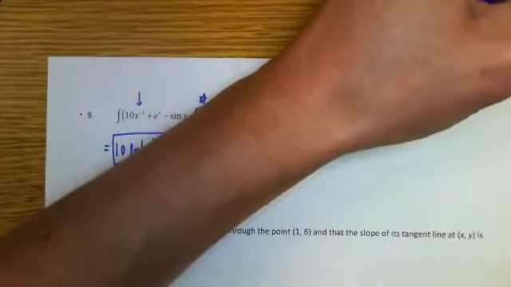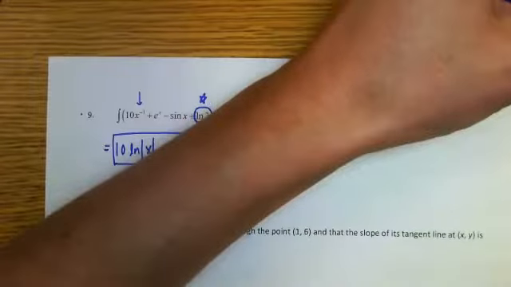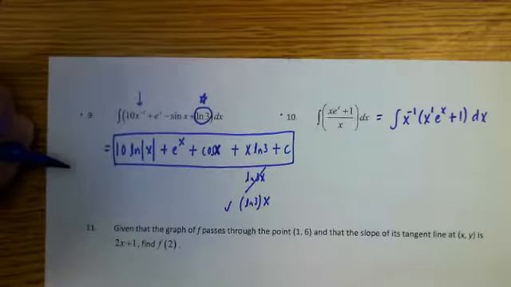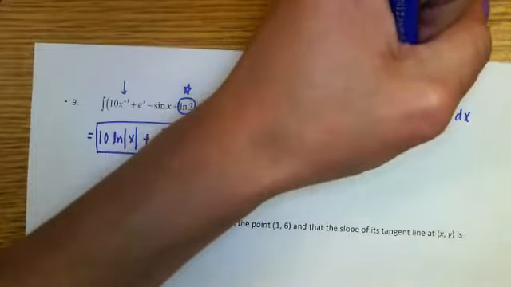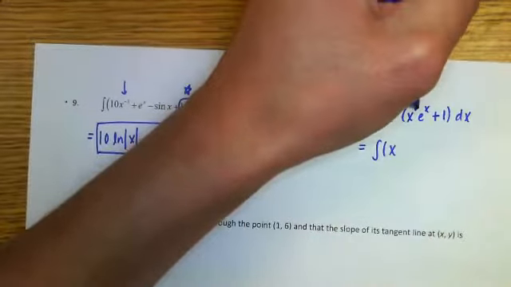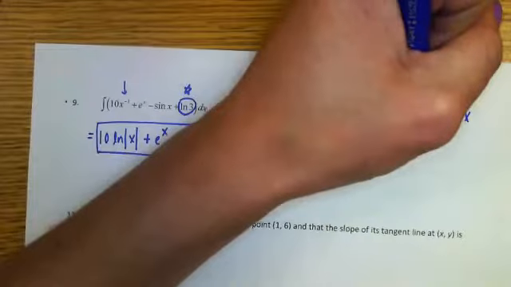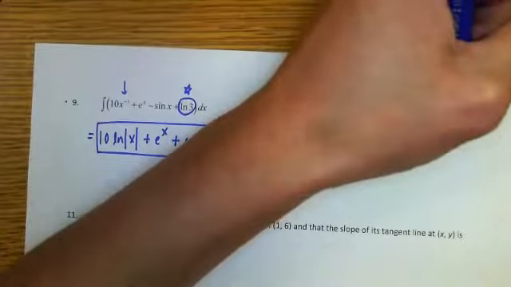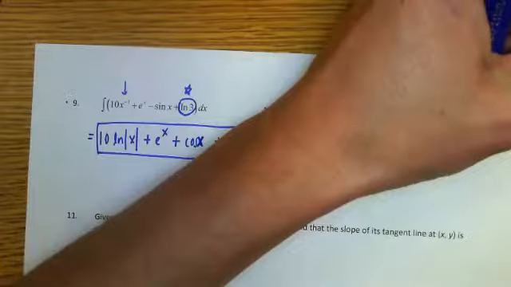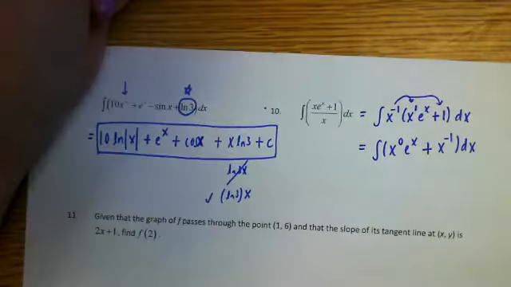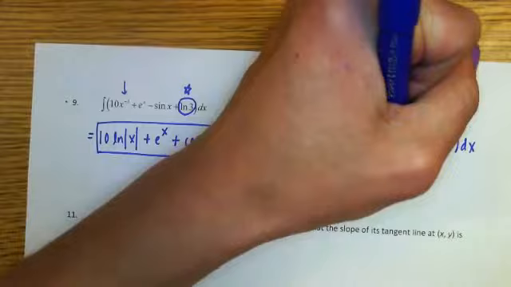Okay, you ready for it? Let's distribute in. You've got the integral of x to the 0, e to the x, and then plus, this gets distributed to both parts, x to the negative 1 dx. So this is just like saying, can you integrate e to the x plus x to the negative 1? Both have their own special rules.